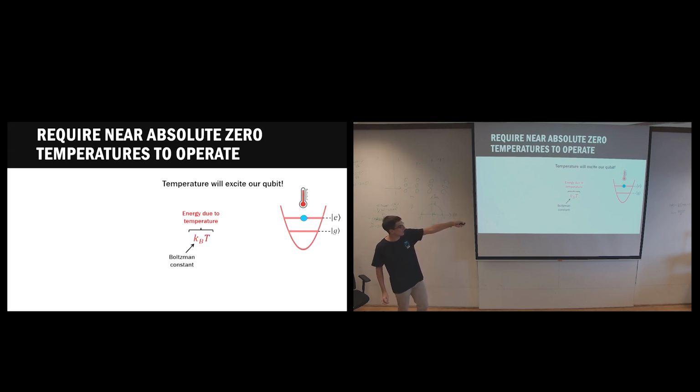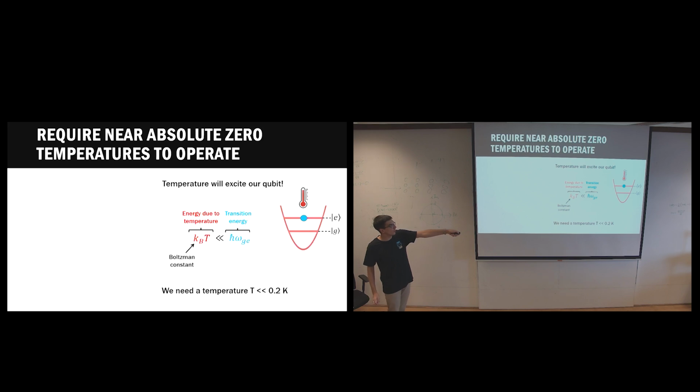So you want the average energy of the qubit to be way smaller than the transition energy, so the qubit won't be excited because of temperature. If you plug in some numbers, we need a temperature way smaller than 0.2 Kelvin, which is not easy to get.